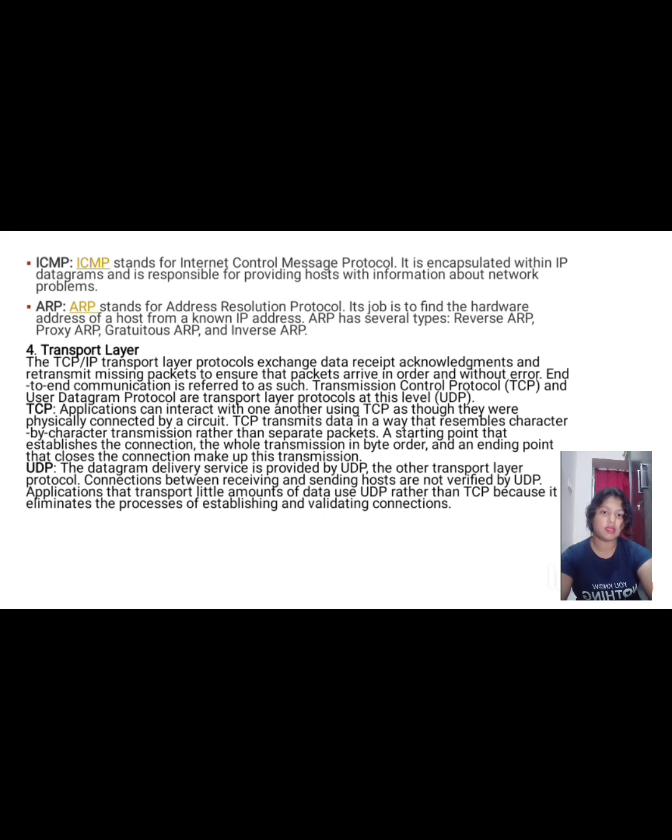Fourth layer, it is the transport layer. It is the same in the OSI model and the TCP/IP model. The layer protocol exchanges the data, receives acknowledgement and retransmits missing packets to ensure that packets arrive in order and without error. End-to-end communication is referred to as such. Transmission Control Protocol and User Datagram Protocol are the transport layer protocols, at the level of UDP or TCP.